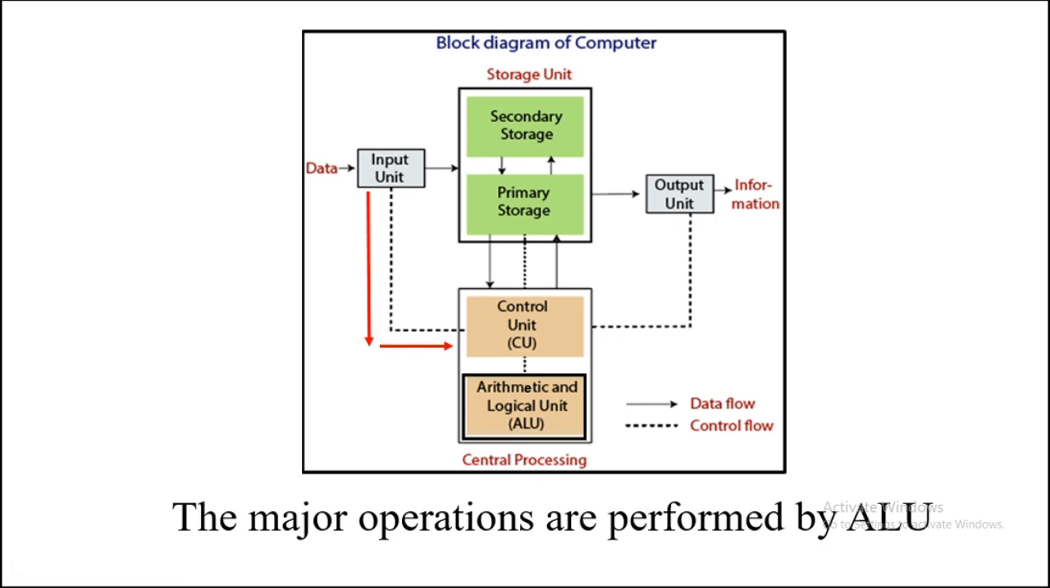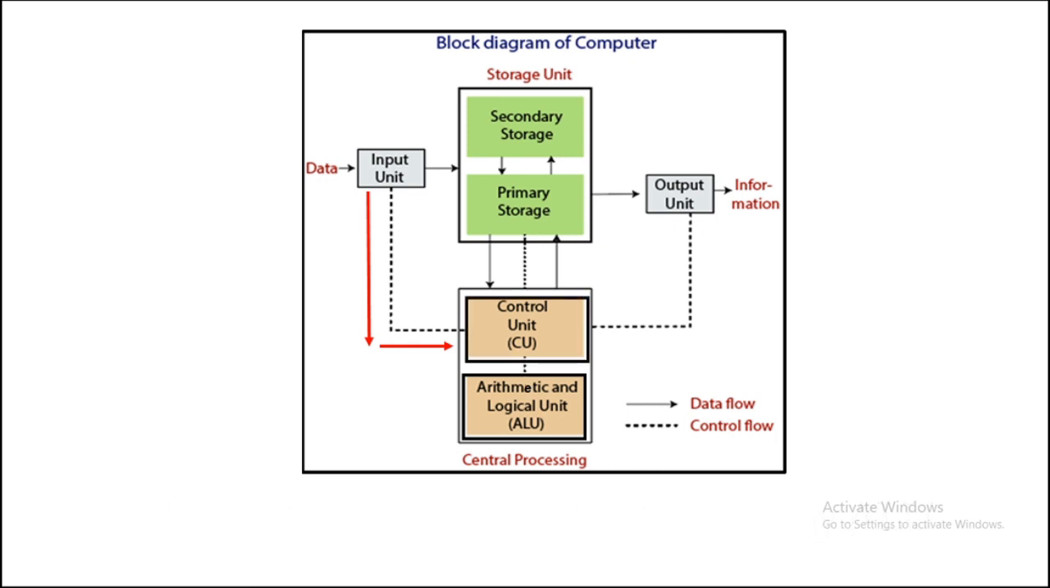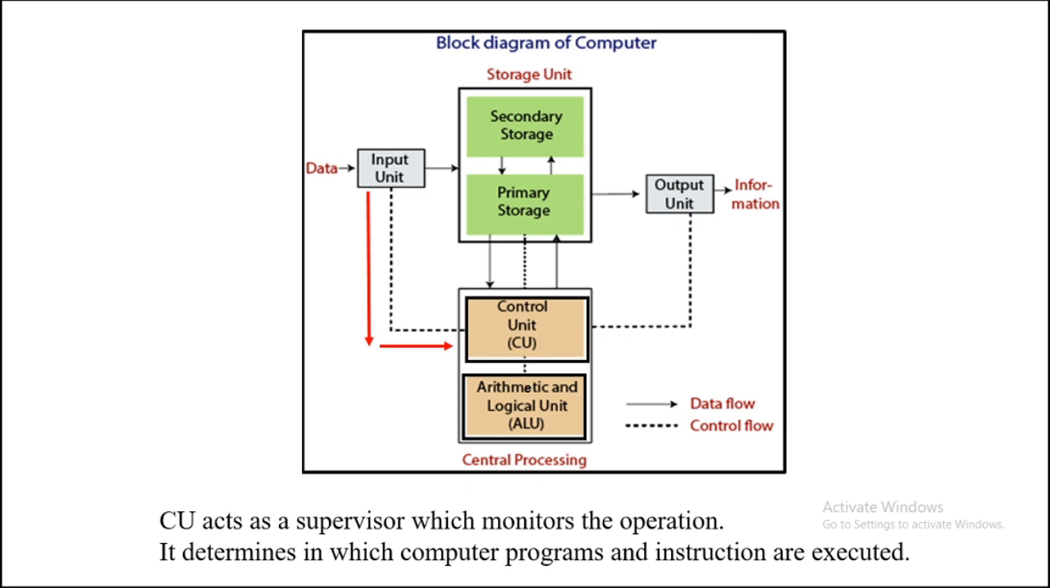So second is control unit, that is CU. CU acts as a supervisor which monitors the operations. It is responsible for coordinating various operations using time signals. It determines the sequence in which computer programs and instructions are executed. Control unit includes processing of programs stored in main memory, interpretation of instructions, and issuing of signals for other units of computer. To get the data and instruction, it needs memory unit.